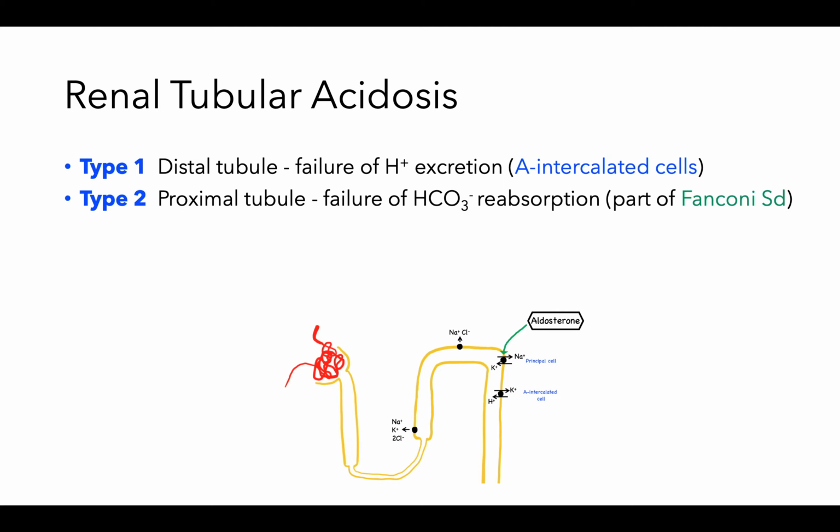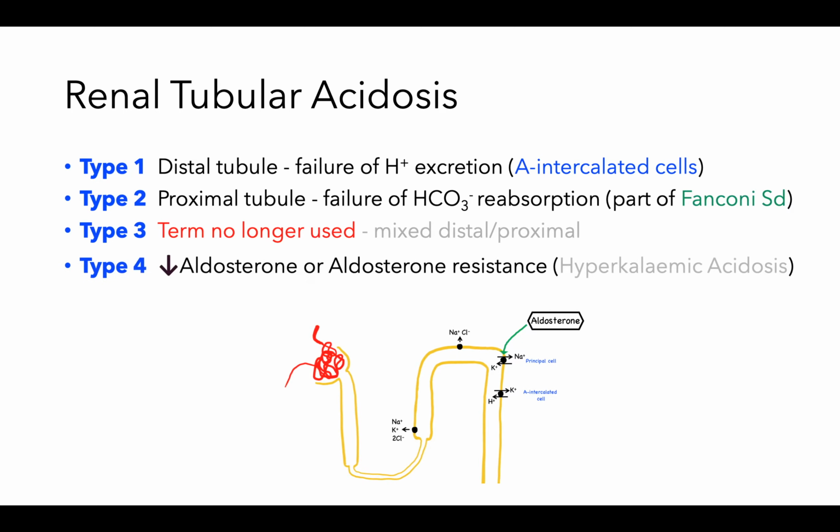And so type 2 RTA can be a component of Fanconi syndrome, or it can exist as its own discrete condition. Type 3 is a term that's no longer used. It used to mean a mixture of the first two types, but I think it was determined that it wasn't clinically useful, and so that's one less thing for you guys to learn. And type 4 actually has to do with aldosterone, so a syndrome of low aldosterone, such as you might see in Addison's disease, or resistance to aldosterone. So it impairs principal cell function.